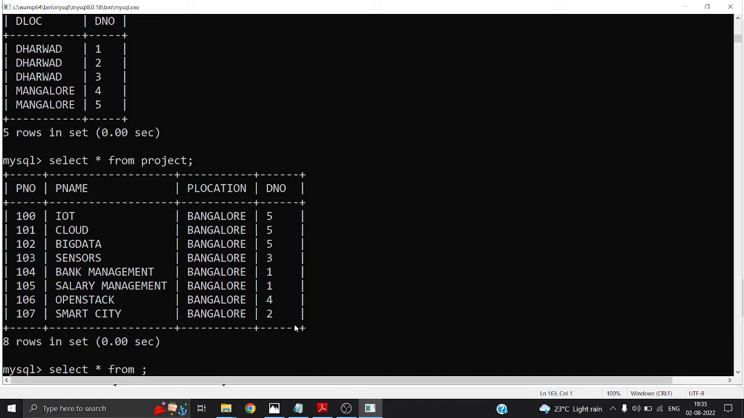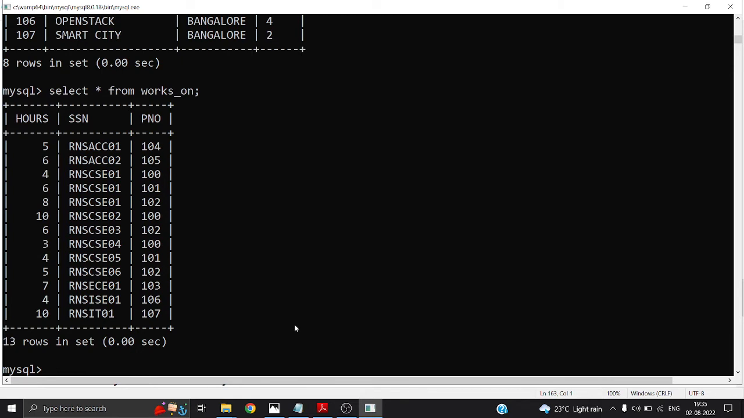And the last table is the works on table. In this table, you are able to get the information about which employee works on which projects. Here you can see RNS ACG01, 02. These two are the employees. They are working on project numbers 105, 104, with the number of hours as 5 as well as 6. RNS ACC01 works on project 104.